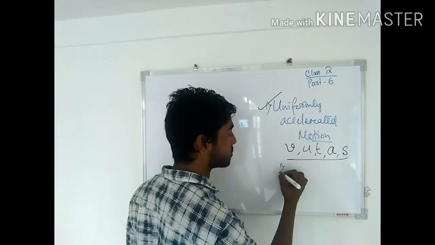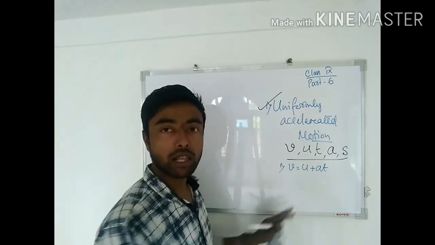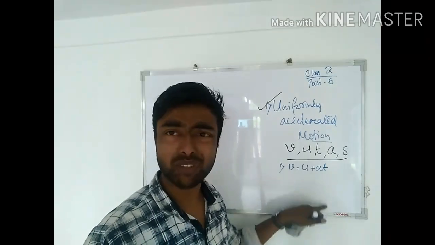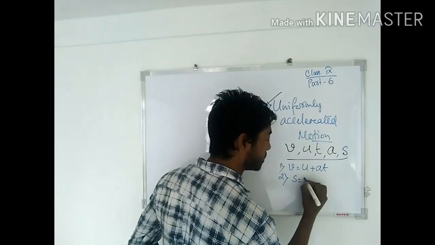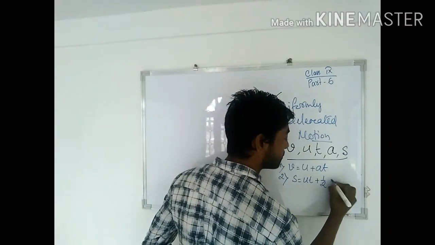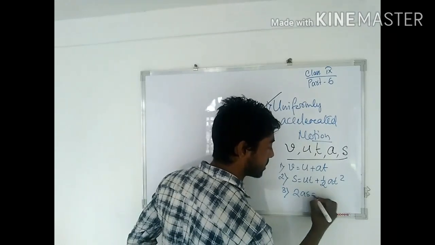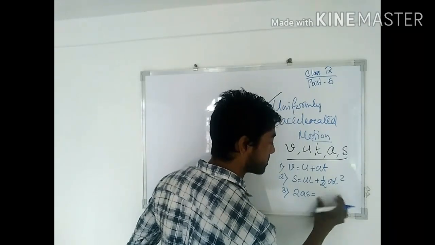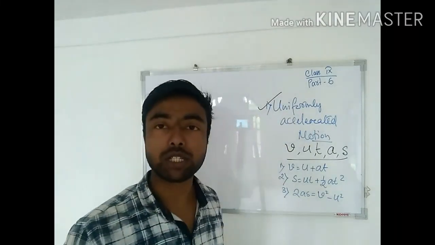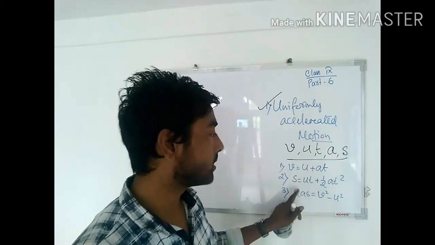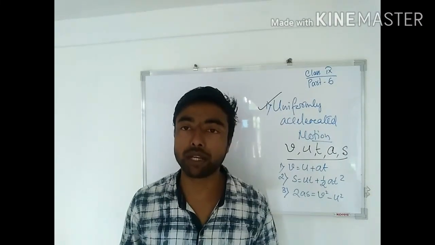First equation is V is equal to U plus AT. I'll name it afterwards, there are some names of these equations, so I will name them after some time. Then S is equal to UT plus half AT square. Number 3 is twice AS is equal to V square minus U square. You see, there are 3 equations: V is equal to U plus AT, S is equal to UT plus half AT square, and twice AS is equal to V square minus U square.